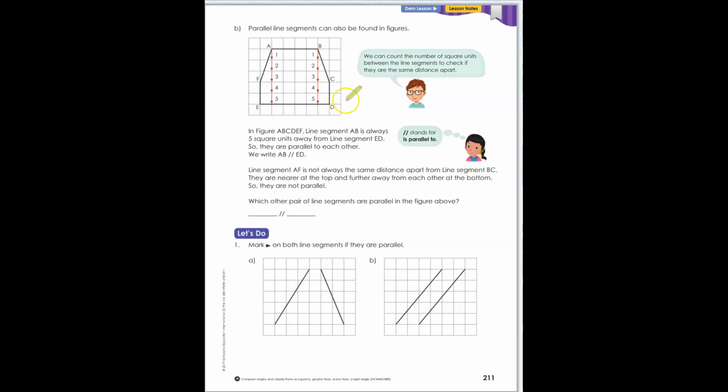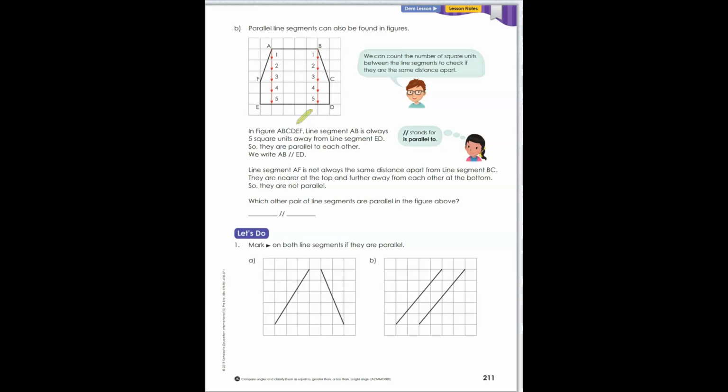Easy learning. Now going on to this one, it says parallel line segments can also be found in figures. We're having a look at this figure here. We can count the number of square units between the line segments to check if they are the same distance apart. 1, 2, 3, 4. 1, 2, 3, 4. Same distance apart. Great. In figure ABCDEF, line segment AB is always 5 square units away from line segment ED.